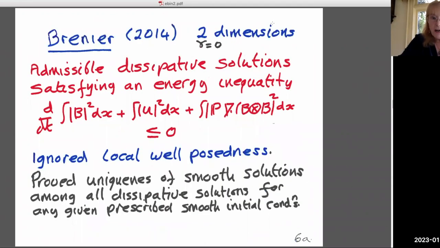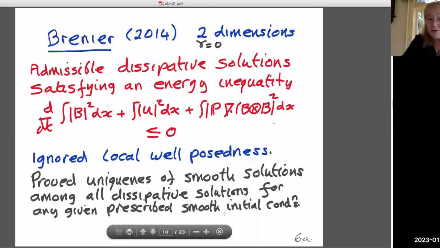Can we do that? Well, in terms of analysis of this system, Jan Reniers, in 2014, considered the MRE equations in two dimensions without the regularization. So this parameter gamma for Jan was set to equal zero. And he defined the notion of admissible dissipative solutions that satisfy the energy inequality for the MRE equations in, as I say, two dimensions. And ignoring the problem of local well-posedness, he proved uniqueness of smooth solutions among all dissipative solutions for any given prescribed initial conditions on B.